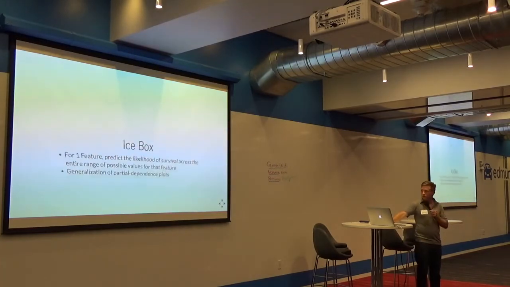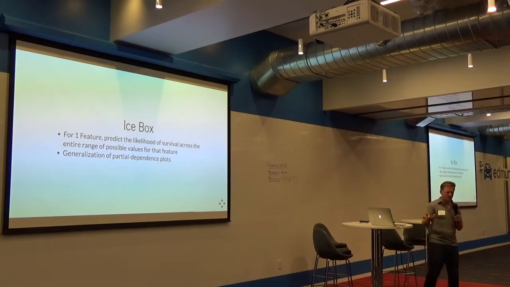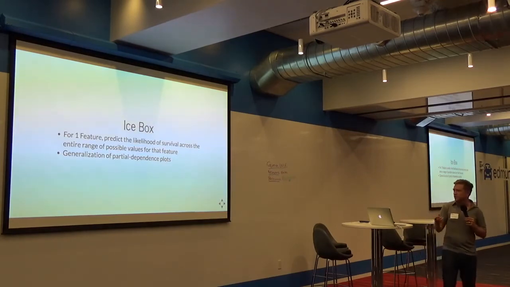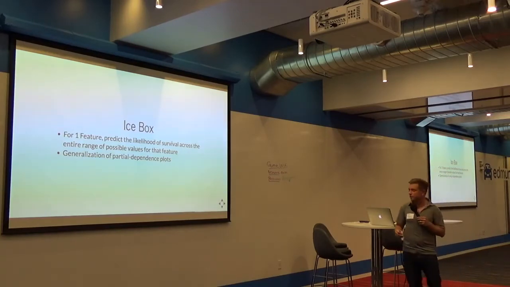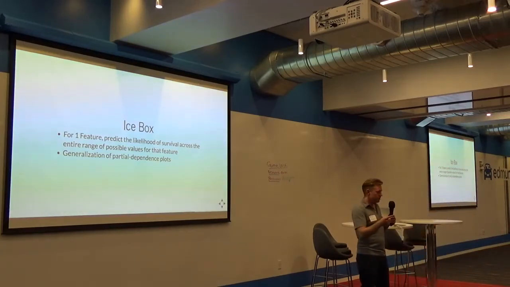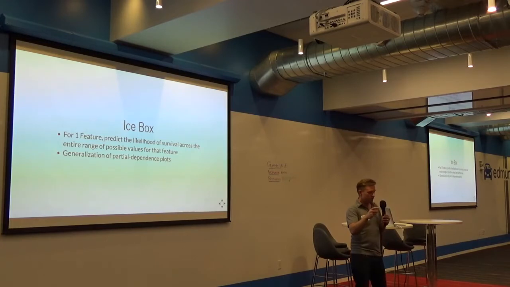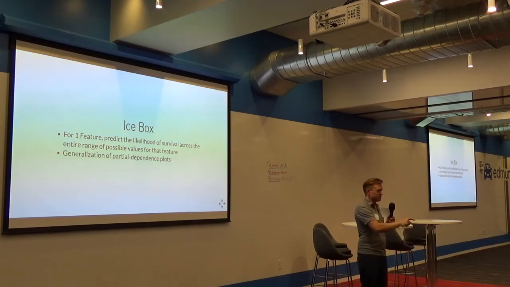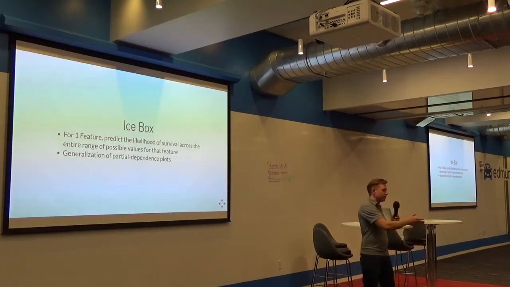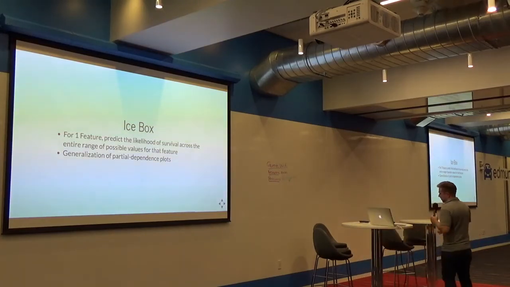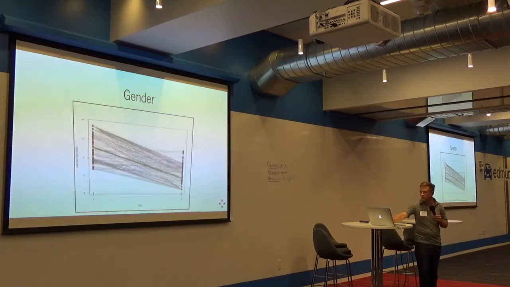So the other one I'm going to talk about is ICEbox. What ICEbox does is similar to a partial dependence plot, but it's more of a generalization. They take one feature, they take one observation, and they calculate the probability of an outcome at every single possible value of that feature for that observation. So if you're a third class male, we'll calculate your likelihood of surviving as a second class male and a first class male. And the average of all those is the partial dependence plot.